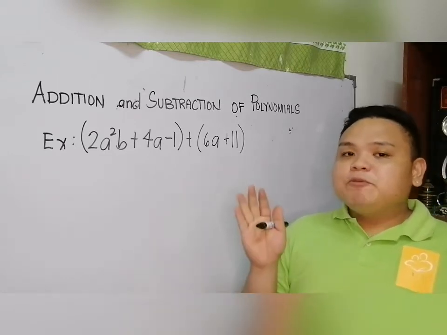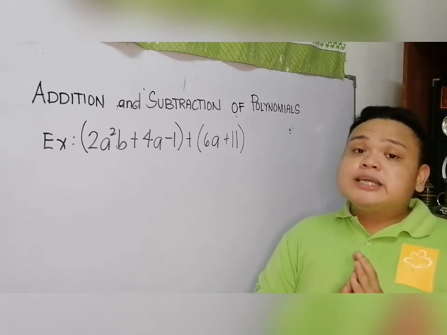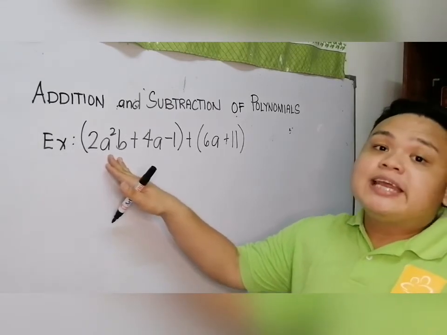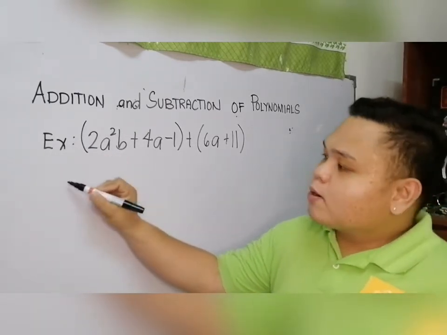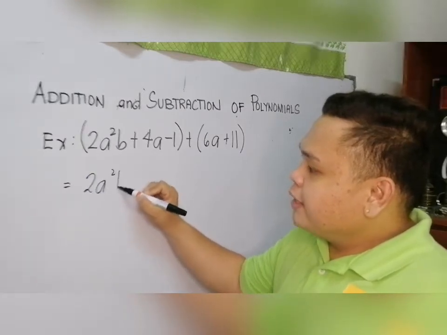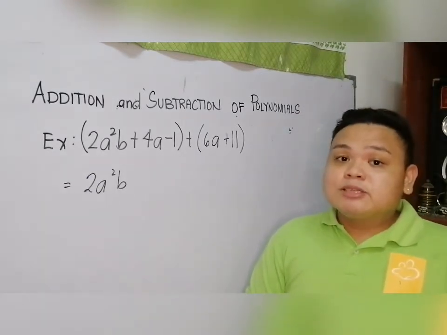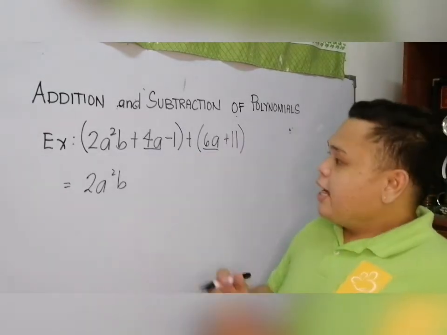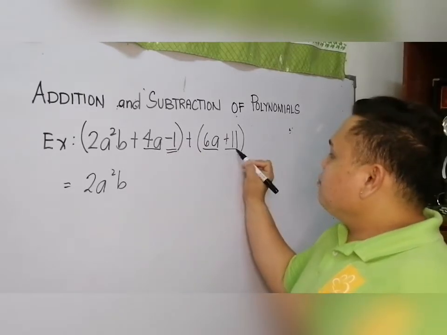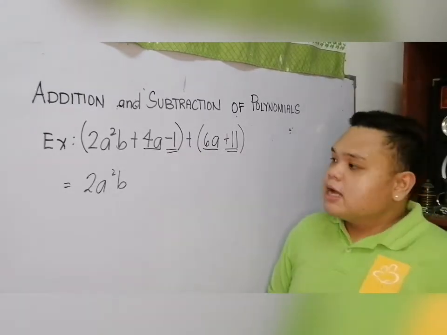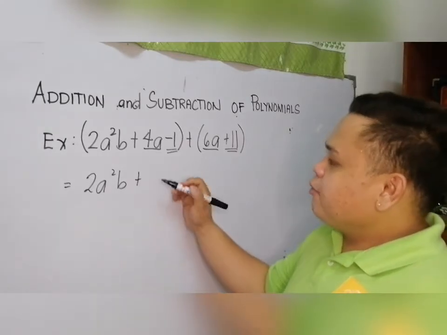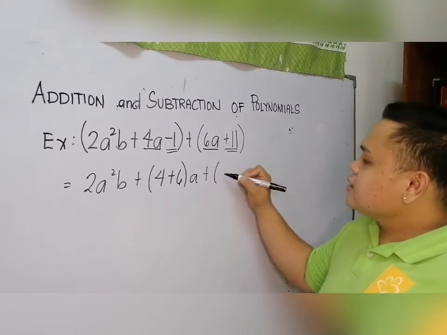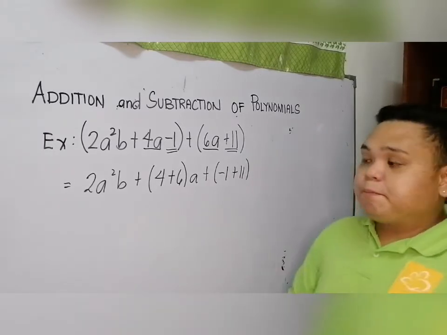So in this case, again, you're going to look for the terms with the same literal coefficient. For 2a squared b, as you can see, we don't have any like terms for that. So all we need to do is to copy 2a squared b. Next, we have 4a and 6a. And we also have negative 1 and positive 11 as our constant terms. In this case, we will have 2a squared b plus 4a plus 6a plus negative 1 plus 11.